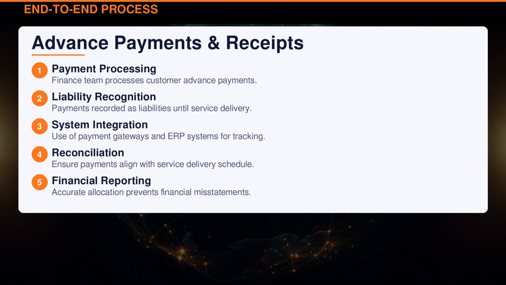Advance payments are common in SaaS to secure cash flow before service delivery. The finance team records these as liabilities until the service is delivered. Payments are processed through various systems, such as payment gateways or direct bank deposits. Misallocation of these funds can lead to incorrect financial statements, making accurate reconciliation essential. Keeping track of these advances ensures that revenue is recognized appropriately over the subscription period.